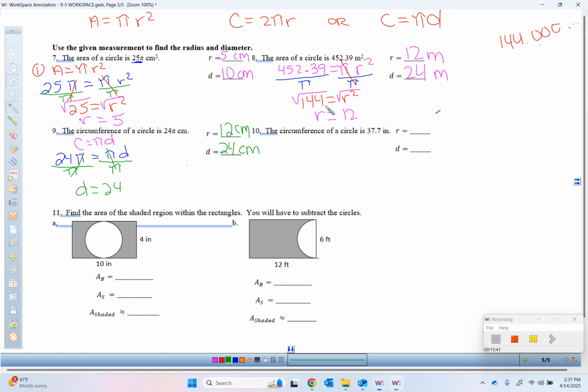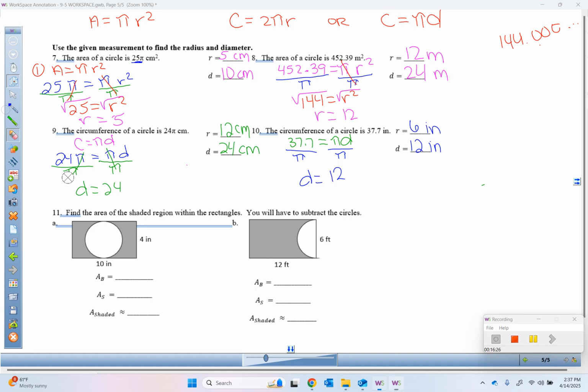Okay, so now we're using circumference again, and this time it gives me a circumference of 37.7. There is no pi behind it, equals, if we use pi times diameter, it doesn't matter, we'll just be solving for d instead of r. And to get d by itself, we divide by pi, and you should be left with, I think it's 12. This is inches, so my radius is half that, which would be 6.